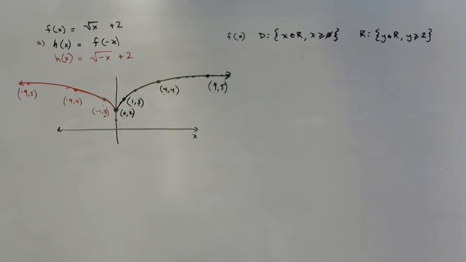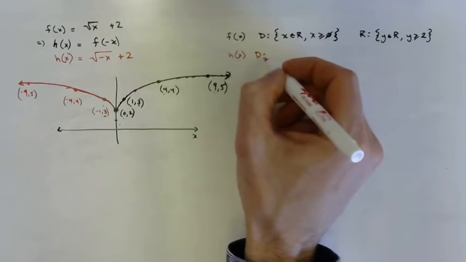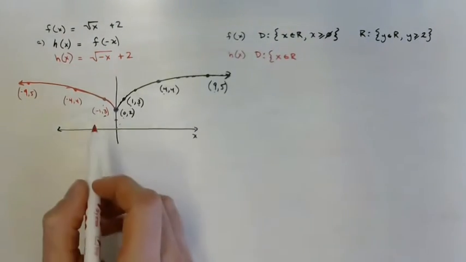Okay? Now we're going to deal with h of x, which is our reflected function. We're looking at the domain. Again, x belongs to the set of real numbers. But now what is true about our domain?